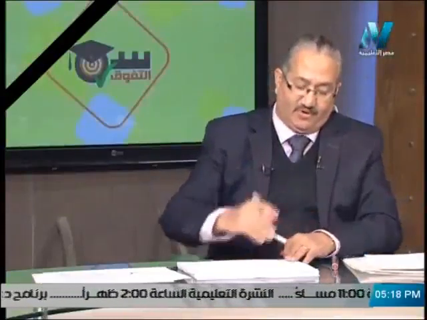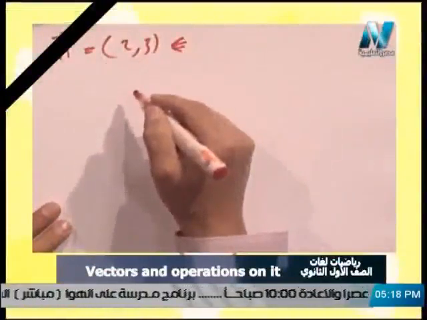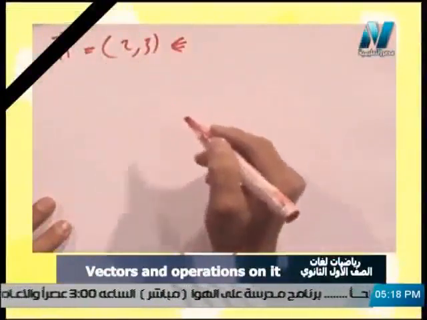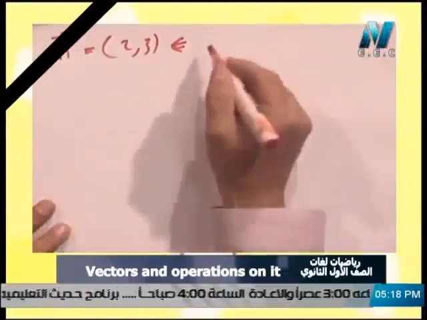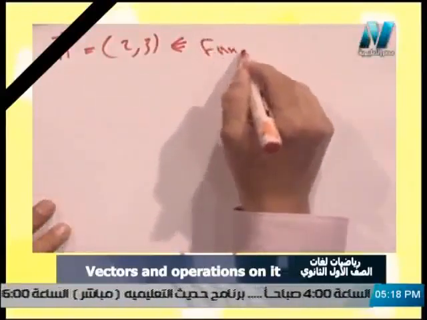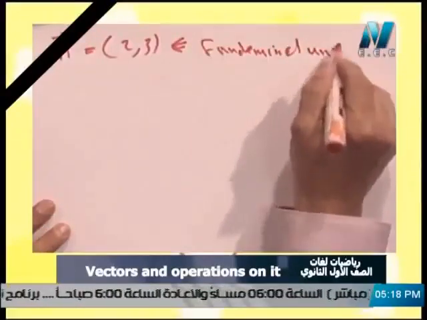Okay, let's move to another example. If you have an example here, express the vector A. Vector A equals 2 and 3 as an example, and we would like to write it as fundamental unit vectors, or express it by using fundamental unit vectors.